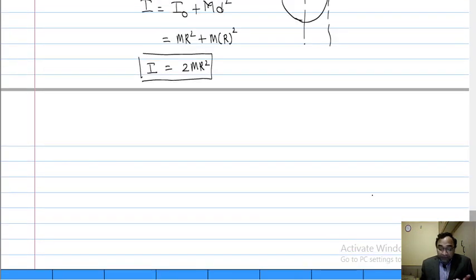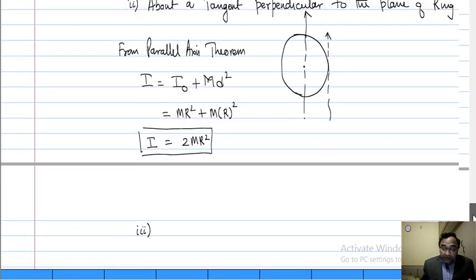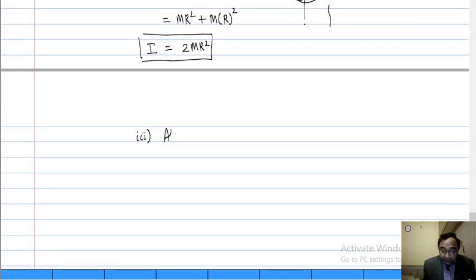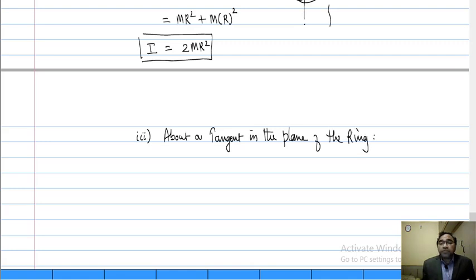Let us take one more case. In this, we are trying to find the moment of inertia about a tangent in the plane of the disc. Let us see this ring, in the plane of the ring. It can be a disc also, absolutely no problem. The concept is going to remain the same, only the moment of inertia about the central axis changes. So how is it? This ring I have in hand, the tangent is parallel to the plane. So the tangent is this way.